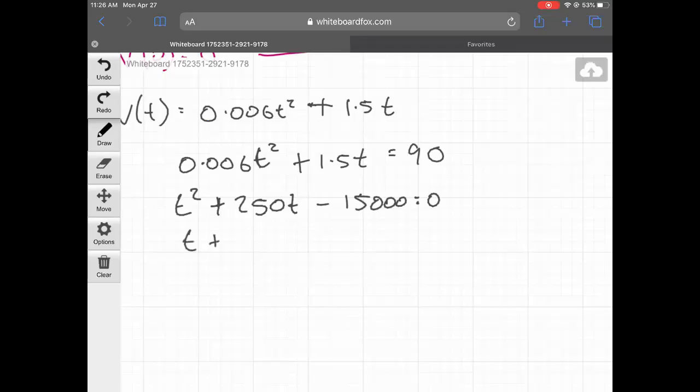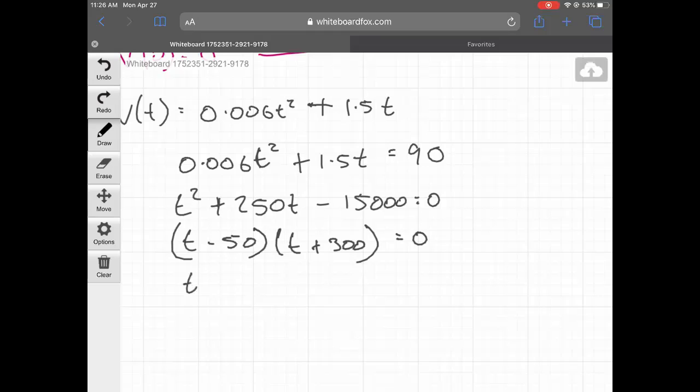This would be t plus 200. No, sorry, t minus 50. Do that one first. And t plus 300. Okay. Again, you could use the formula. You could complete the square. You could whatever. You could solve this.